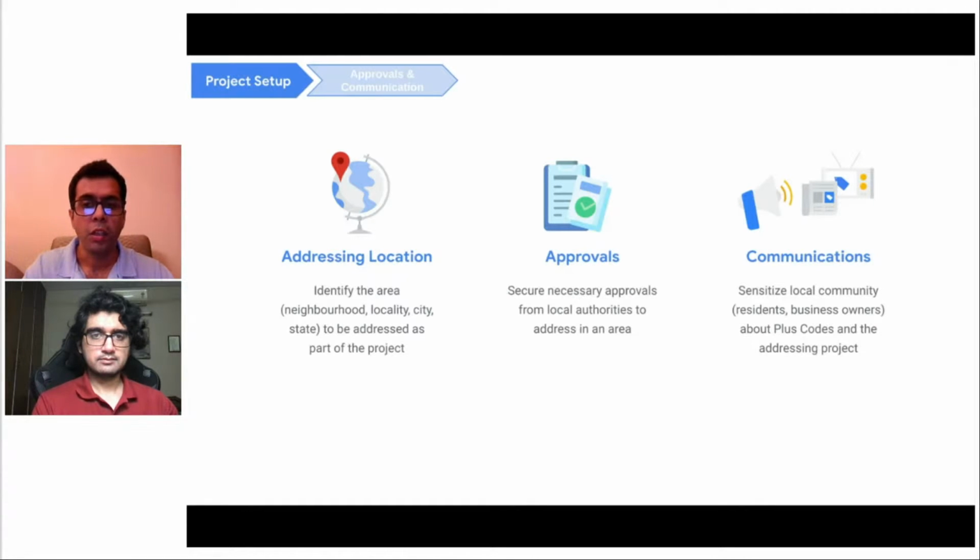Communications. The local community might have questions if someone starts addressing their area without knowing who is doing it, how it will be done, and what the benefits are. This might also cause resistance from the community during the addressing project. To avoid this and gather support from the local community, it's important to sensitize them about the project. This can be done in partnership with local authorities by printing and distributing leaflets, putting up posters, or representing the project in the community town halls.